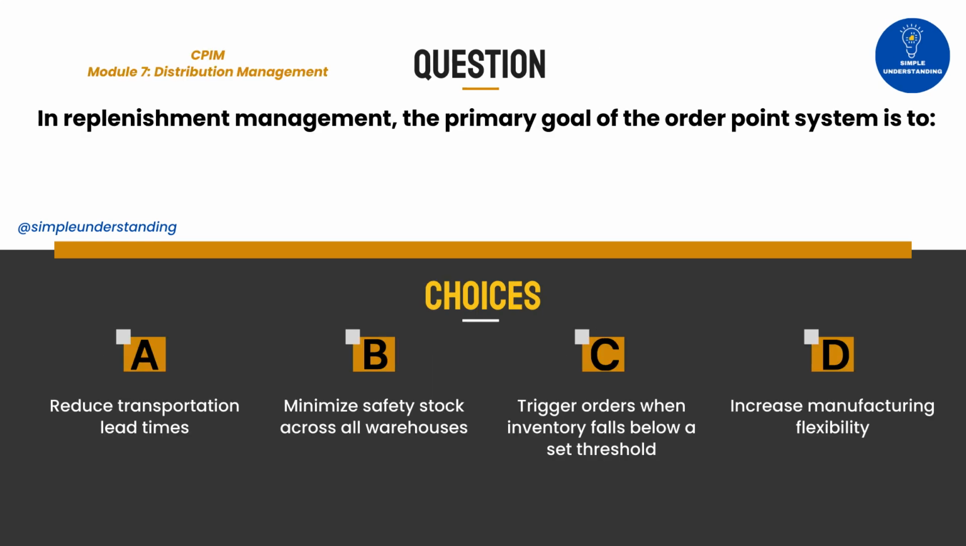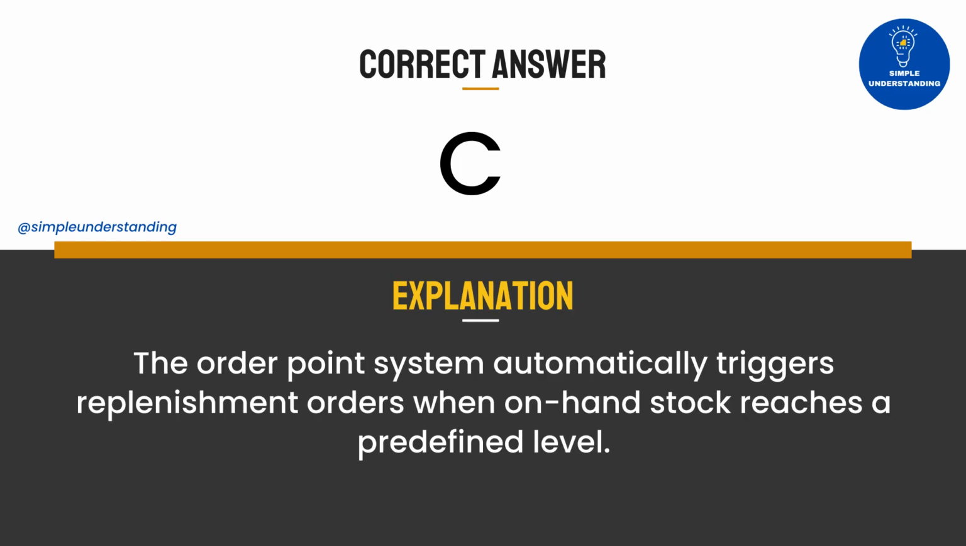Question 4. In replenishment management, the primary goal of the order point system is to A. Reduce transportation lead times. B. Minimize safety stock across all warehouses. C. Trigger orders when inventory falls below a set threshold. D. Increase manufacturing flexibility. Correct answer: C. Explanation: The order point system automatically triggers replenishment orders when on-hand stock reaches a predefined level.